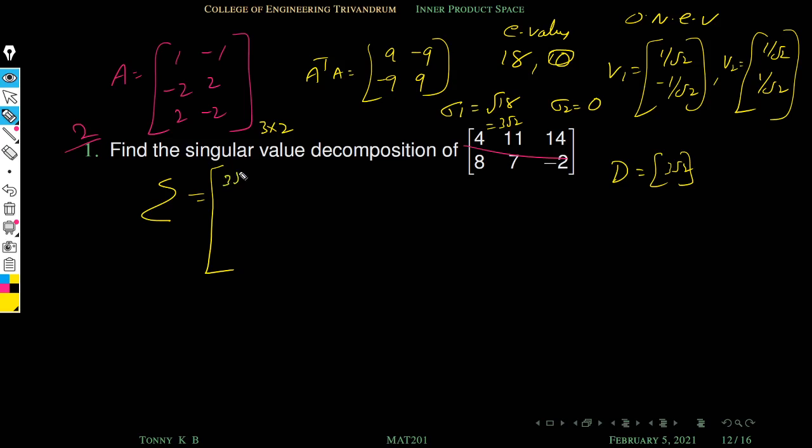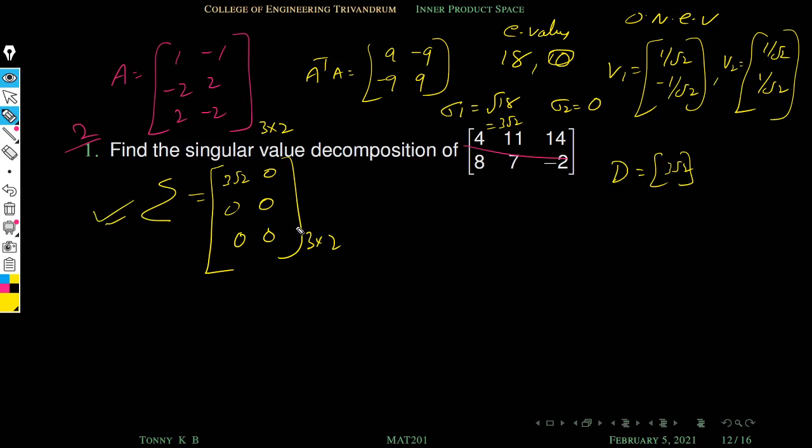3 root 2, 0. Then 0 0, 0 0. So this is our sigma. It's a 3 by 2 matrix, and D is a diagonal matrix containing the non-zero singular value. That's all, so sigma is ready. Then V is already ready, because V is equal to V1 V2. No problem. Next we have to construct our U.